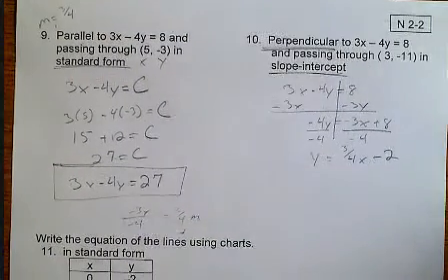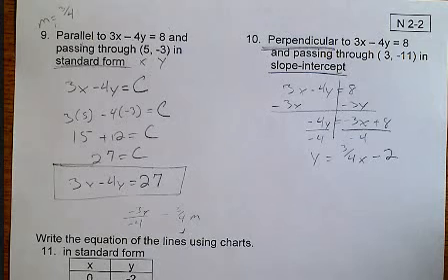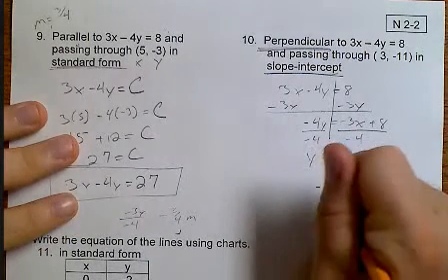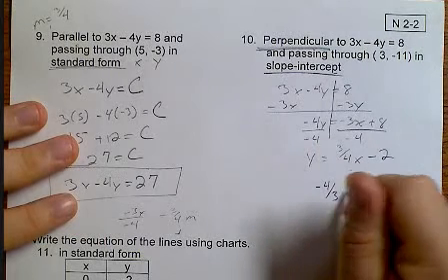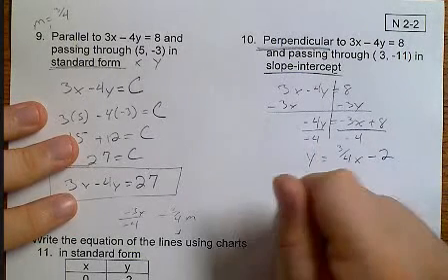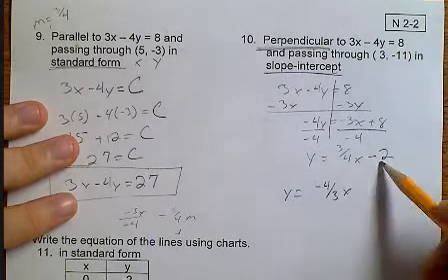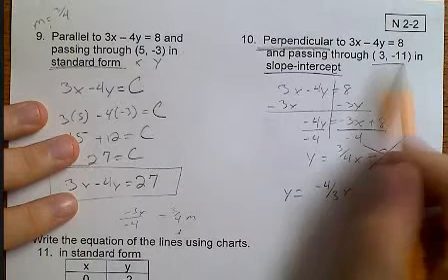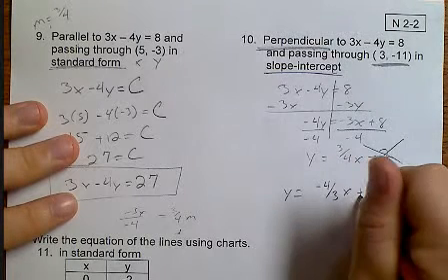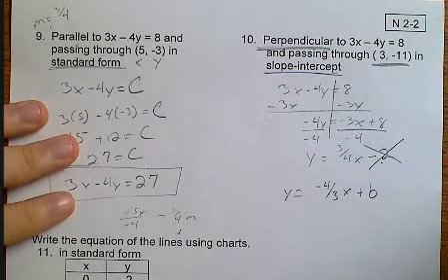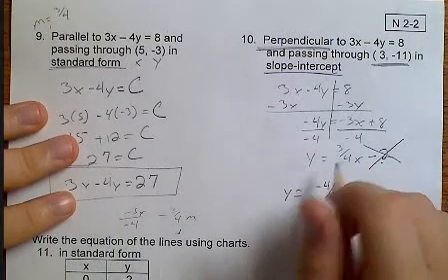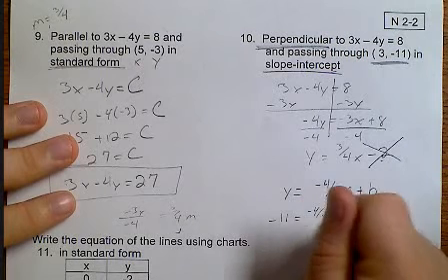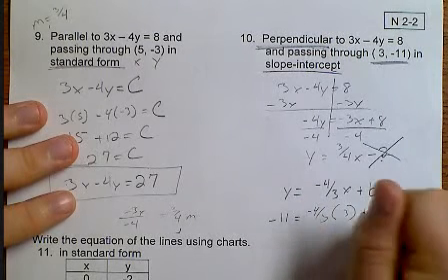Well, perpendicular means that my new slope is going to be different. My new slope, in fact, is going to be -4/3 x. y equals, this b value does not matter because we're going through this point. So go ahead and plug these in. -11 equals -4/3 times 3 plus b.